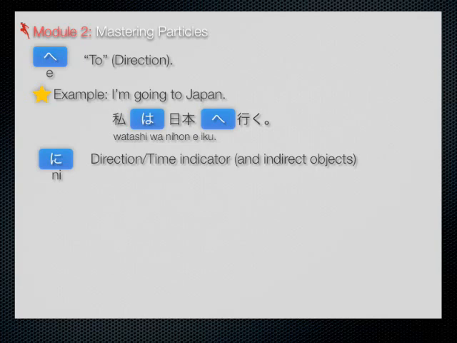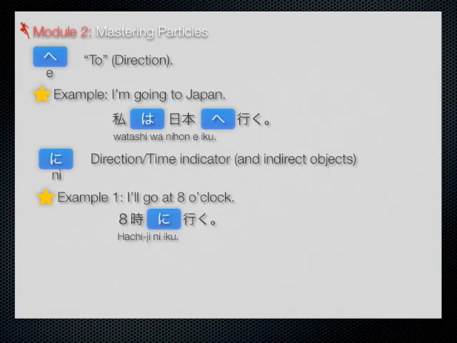So in terms of time, an example would be, I'll go at 8 o'clock. I'll go somewhere at 8 o'clock. You could say, 8時に行く. 8時に行く. And just because it says at, don't get confused and use de by accident, because de is a location at, whereas ni is a time at, right? So there's a bit of a nuance difference there, so be careful about that.